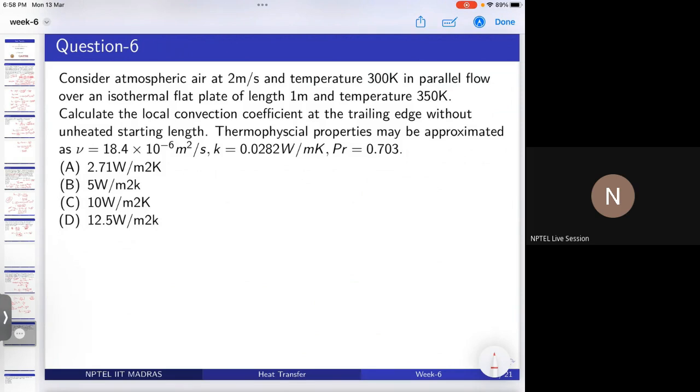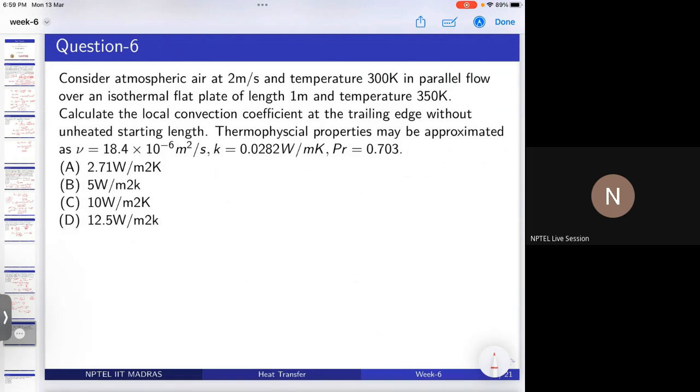I think this is a normal question only. So we have a flat plate which is isothermal. The temperature is maintained at 350 Kelvin. Okay, and we have a flow of air at 2 meter per second with 300 Kelvin temperature. We have to find out the local convection coefficient at the trailing edge, which means that x is equal to 1 meter.